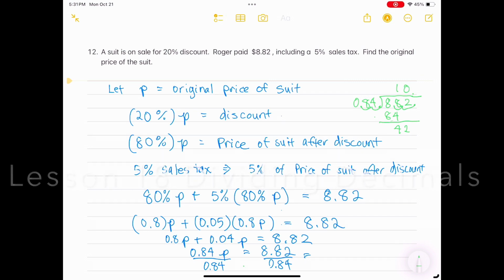So 8.82 divided by 0.84 works out to be 10.5. So I write that down at the equation. P equals 10.5, or the original price of the suit.